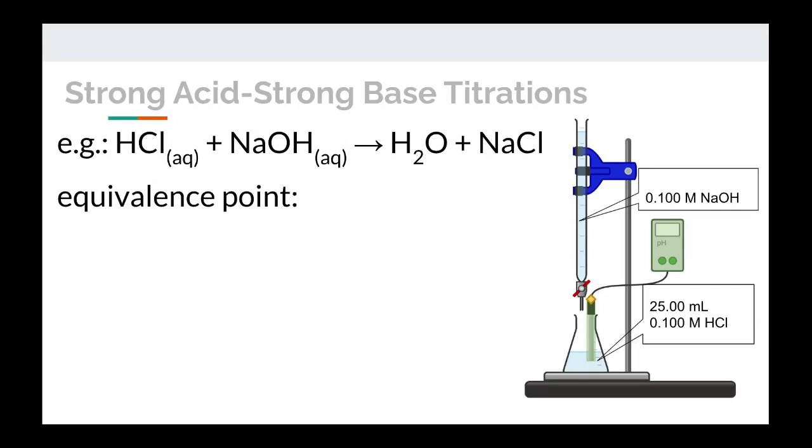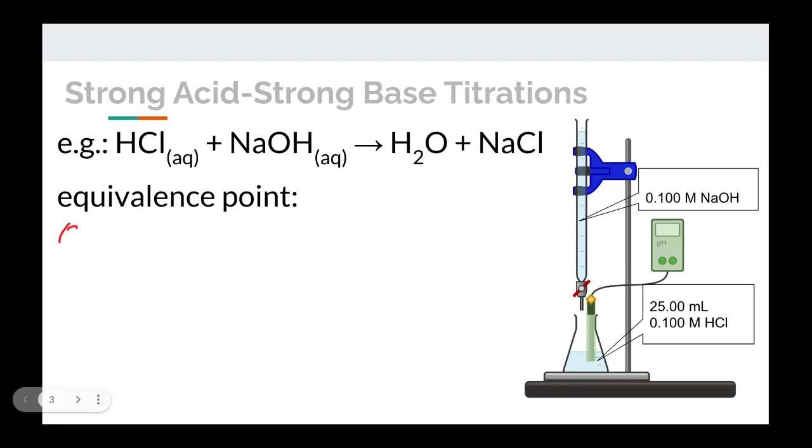Here we have a particular titration. We have 0.1 molar NaOH in the burette, and we have 25 milliliters of 0.1 molar HCl in the flask. Let's first of all figure out what's the equivalence point going to be at. This is just a stoichiometry problem is all this is.